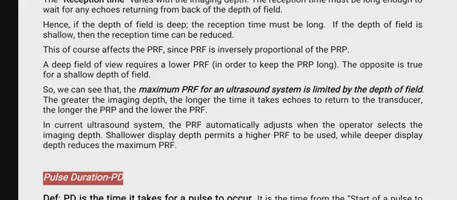In current ultrasound systems, the PRF automatically adjusts when the operator selects imaging depth. Shallower display depths permit a higher PRF to be used, while deeper display depth reduces the maximum PRF. So in some older machines, there are knobs to adjust some of these parameters. But in newer and latest machines, you don't necessarily have to worry about that. The moment you strike your zoom button, you actually automatically adjust some of these things. In fact, the machine does it for you when you strike that button.